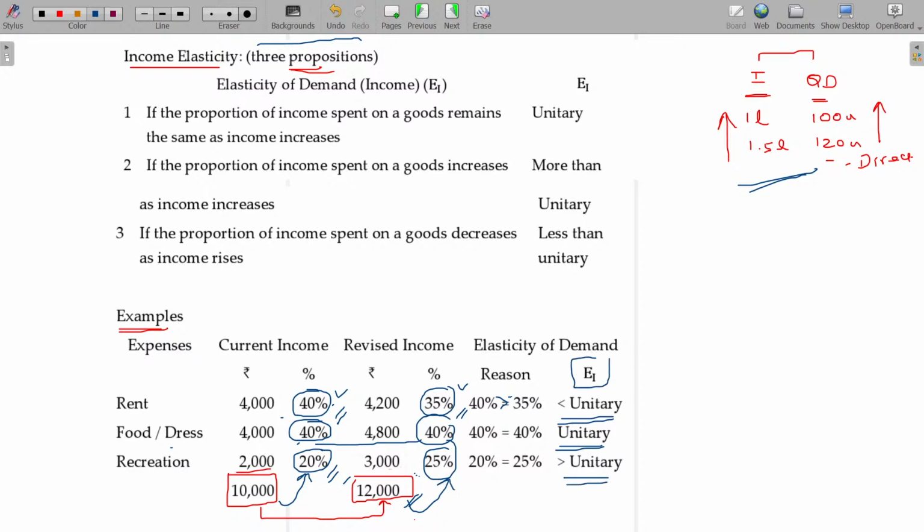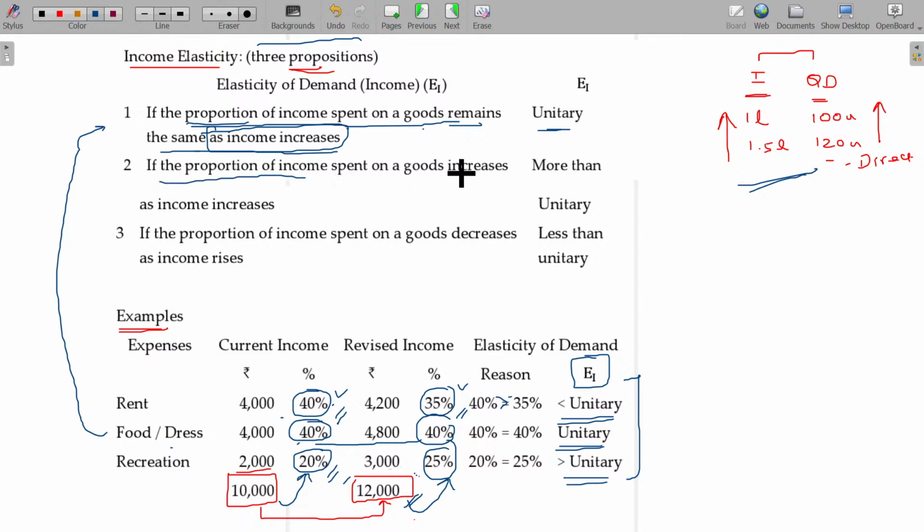Elasticity of demand with respect to income can be studied from these three angles, where the proportion of income spent is going to be discussed, not the amount spent. If the proportion of income spent on goods remains the same even when income increases, then it is called unitary. Example is this one. If the proportion of income spent on the good increases as income increases, then it is called more than unitary. It's called more than unitary, coming under recreation.